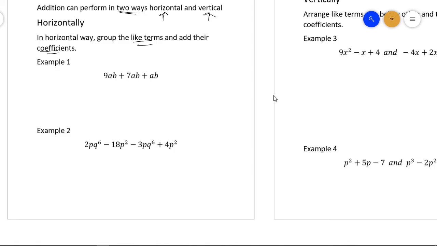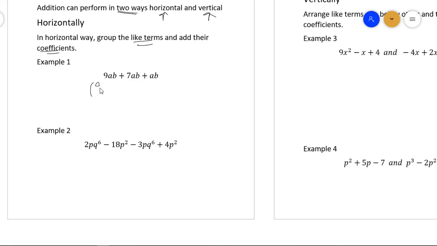Are these like terms? Yes, these are like terms: ab, ab and ab. All three terms contain the same variable ab. Now we have to add them. First we have to group the like terms. They are already grouped. After that, we have to add their coefficients. Okay, let's start. Add the coefficients.